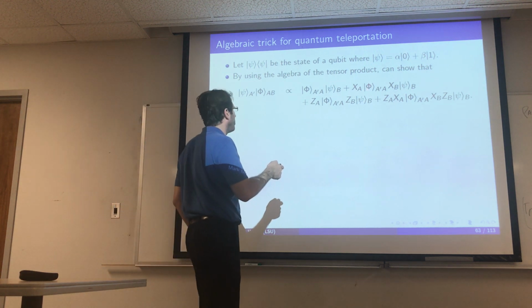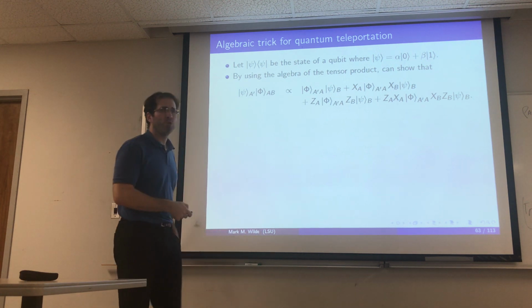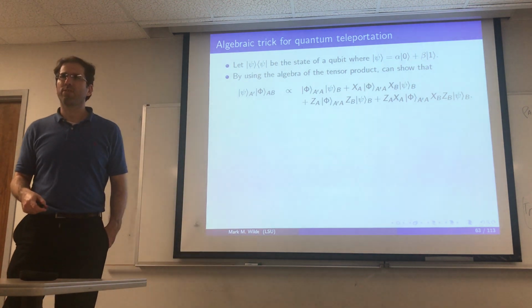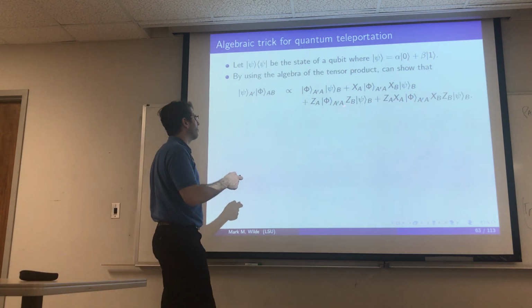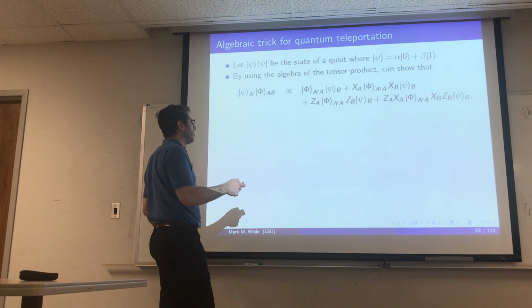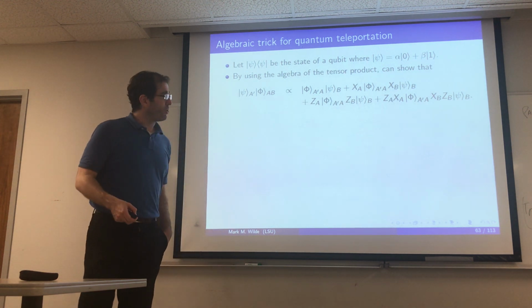So the 3 other possibilities is that you'll have this rotated Bell state along with a rotation of the qubit that you want to teleport. The state of the qubit that you want to teleport. Similarly over here, you'll have a sigma z rotation and zx and xz. That's what you get when you work it out.